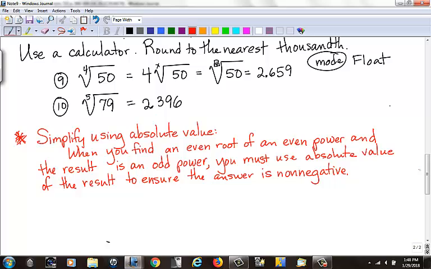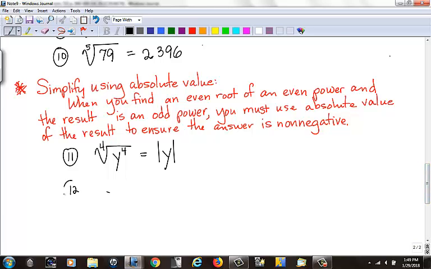When you find an even root of an even power and the result is an odd power, you have to use an absolute value around it to ensure the answer is non-negative. Example. A couple of examples. So you had the 4th root of y to the 4th. Even root, even power. Answer, y to the 1st, which is odd. Absolute value goes around it. Okay? Try another one.